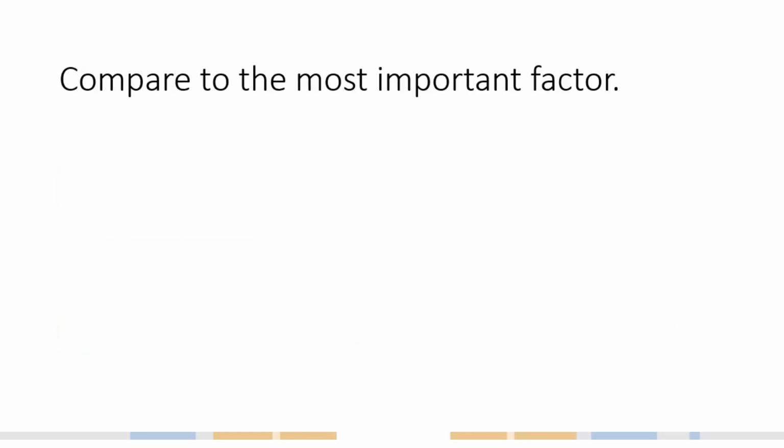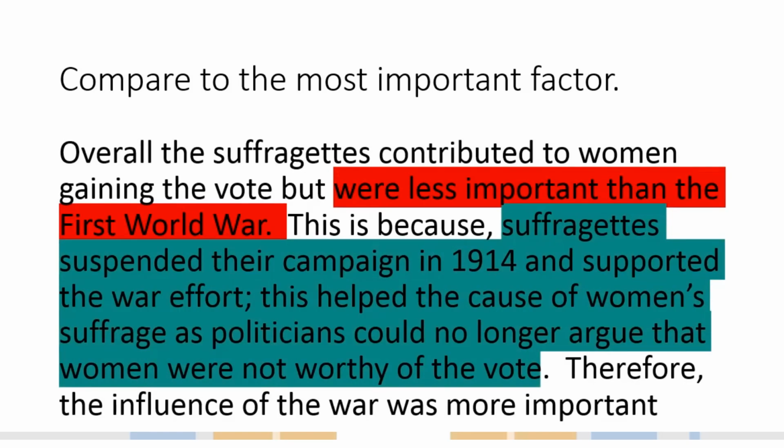Here's a second one. This is where you're comparing to another factor. So overall, suffragettes contributed to women gaining the vote, but were less important than the First World War. And then again follow that up with some new evidence there written in blue. This is because suffragettes suspended their campaign in 1914 and supported the war effort. This helped the cause of women's suffrage, as politicians could no longer argue that women were not worthy of the vote.